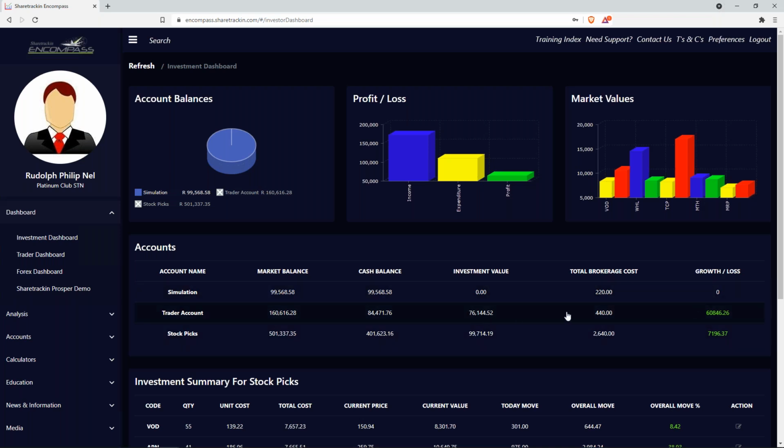So in this case, with the trader account, it's 60,000 Rand profit so far, and then the stock pick one, 7,196 Rand profit so far. So that will show you your growth or your losses. So if you made loss, it will obviously be in red.